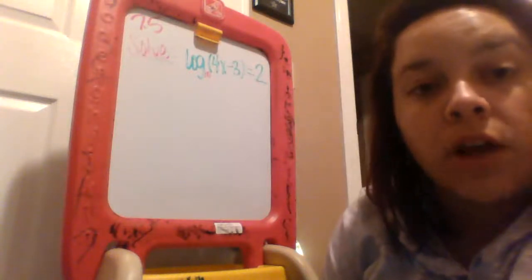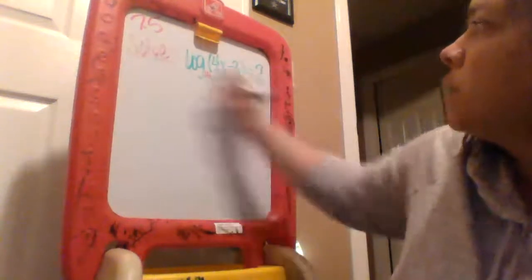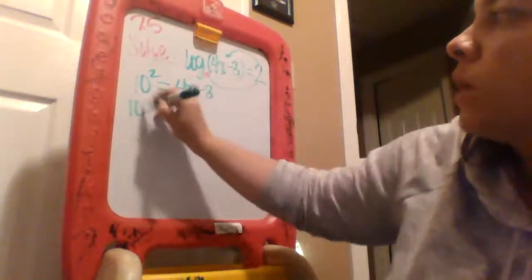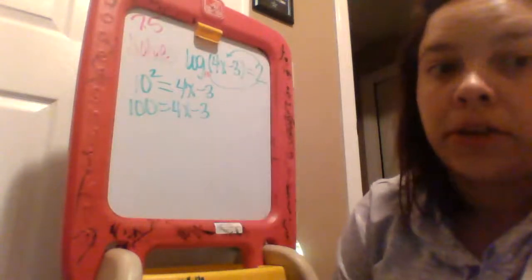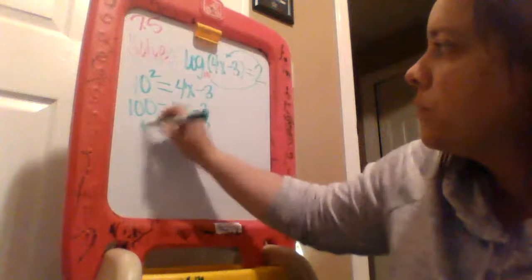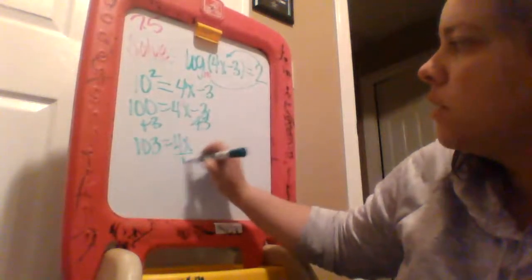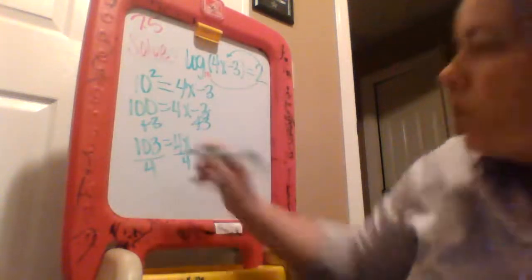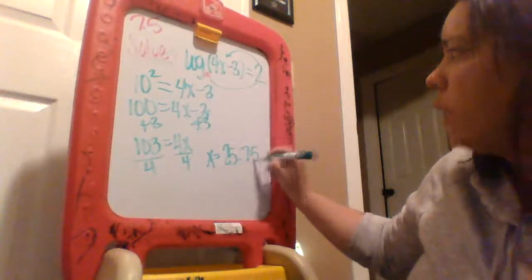All right, so to solve a log equation, I change it to an exponent, so that'll become 10 to the second power equals 4x minus 3. So that's 100 equals 4x minus 3, and then you just solve it like a regular equation. So I'm going to add 3. So that's 103 equals 4x, divide by 4. So 103 divided by 4, that is 25.75.